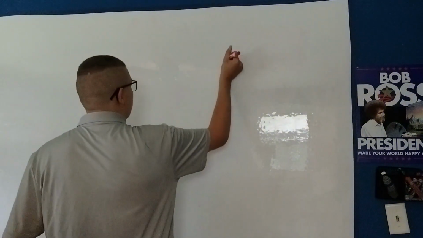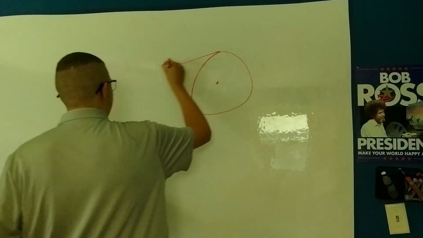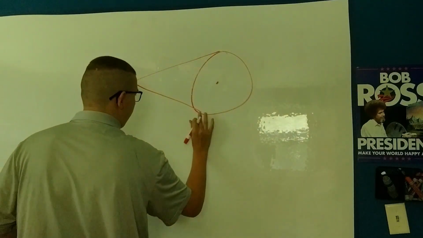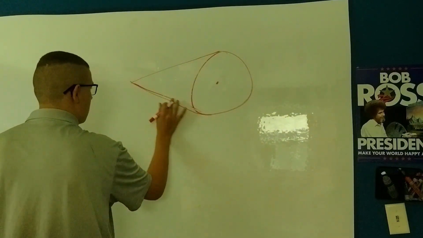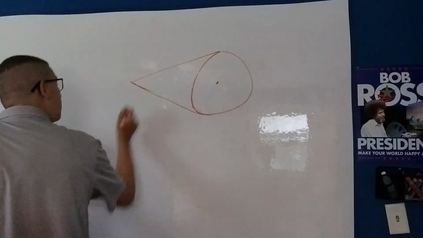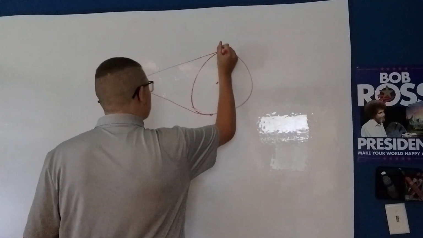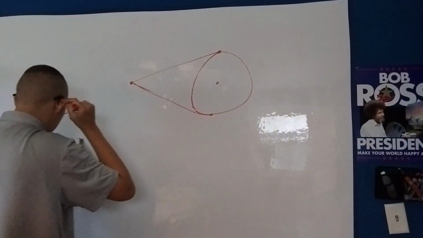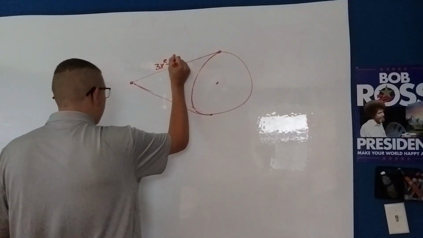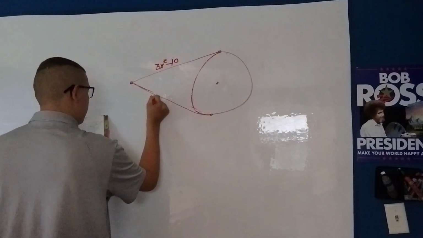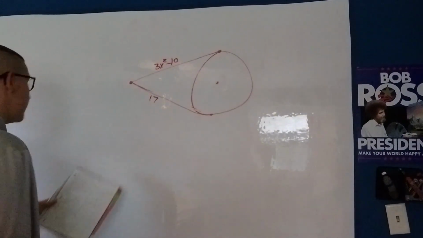Here we have our circle, and we have a tangent line coming out like this. Well, that's not tangent. Like this. And I tell you, this is worth 3x squared minus 10, and this is worth 17. I want you to solve for x here.